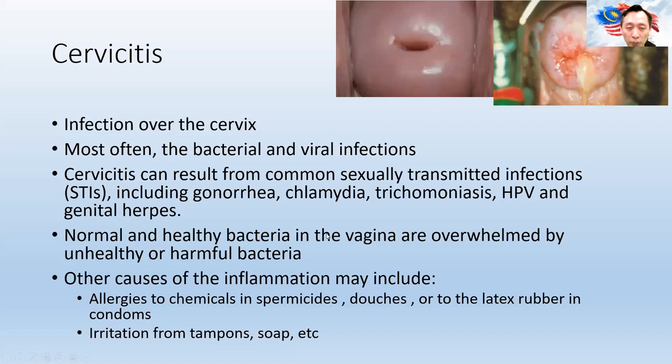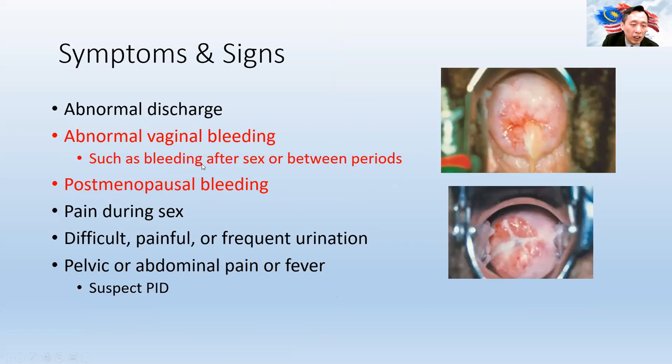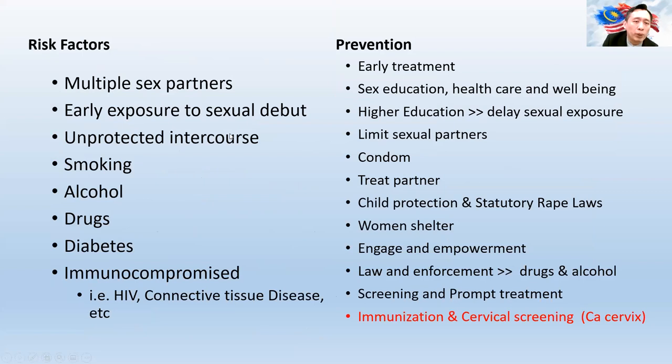Signs: abnormal discharge, vaginal bleeding, intercoital bleeding or intermenstrual bleeding, postmenopausal bleeding, pain during sex, difficult and painful urination. Abdominal and pelvic pain, sometimes fever, you must suspect pelvic inflammatory disease. Here, there's a discharge from the cervix. So risk factors: multiple sex partners, early sexual debut during teenage age, unprotected intercourse, smoking, alcohol, drugs, diabetes, or immunocompromised.